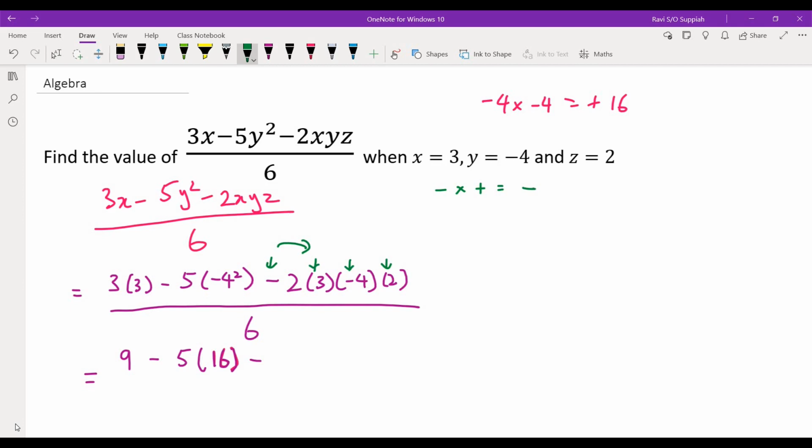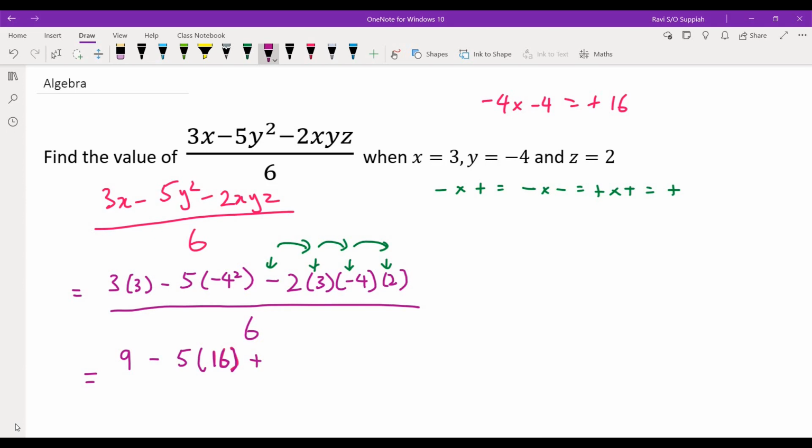Then from this minus, I multiply by minus again, I will get a plus. Then from here, I multiply by plus again, I will get a plus. So effectively, this whole series of multiplications will give me a final sign of plus. Instead of a negative over here, it's going to be a positive.